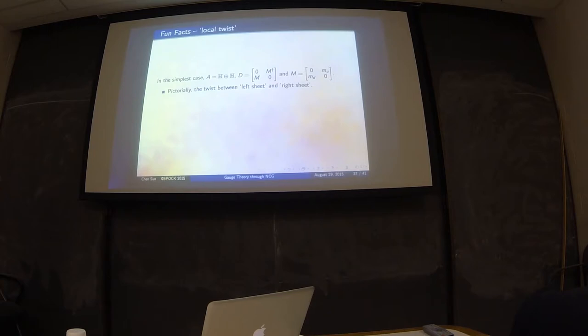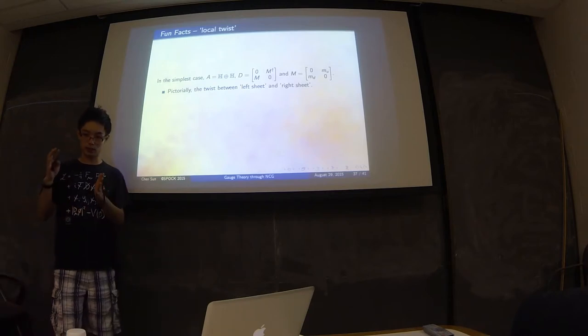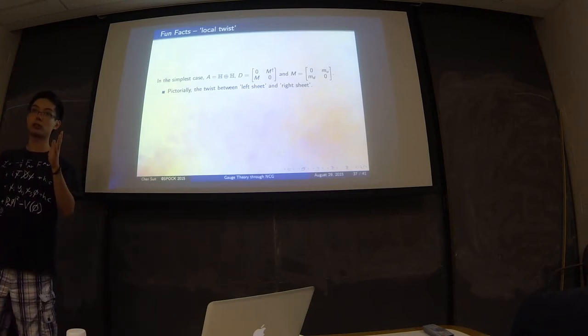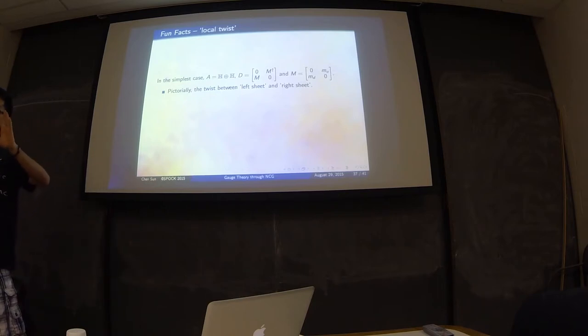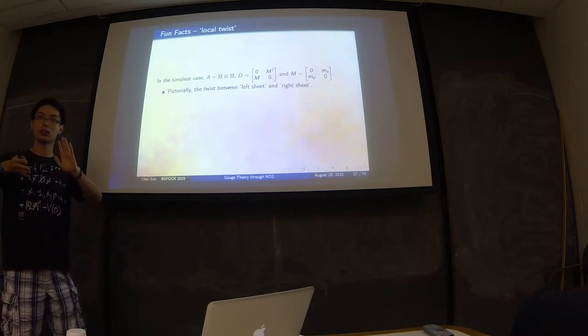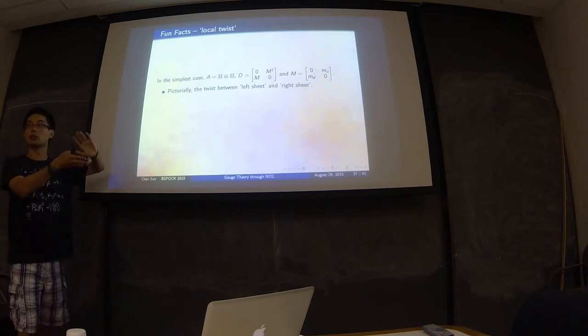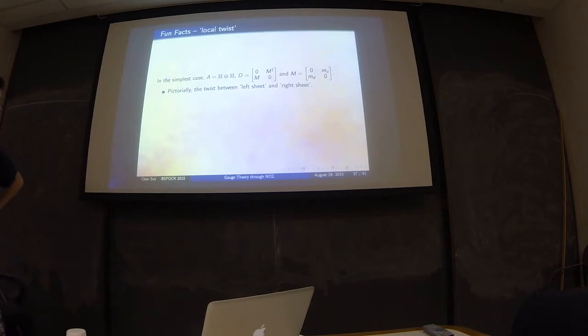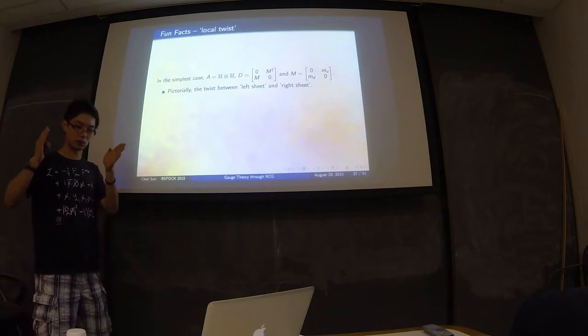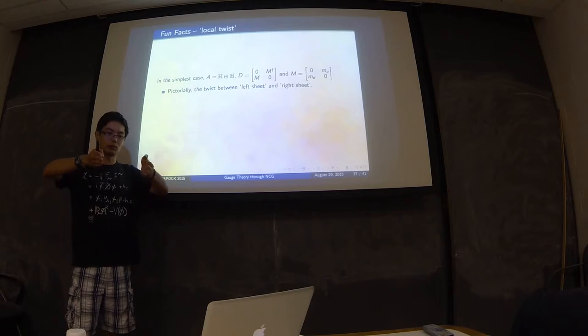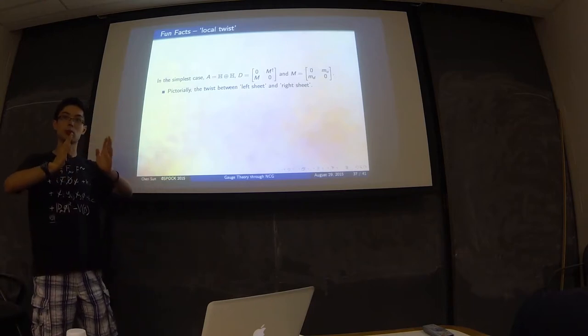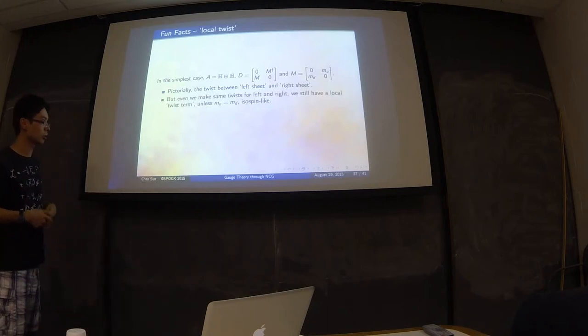And in the simple case, when A is equal to H plus H, for example, we have this D, like before. And pictorially, it's like we have these two sheets. When we do a transformation, there's sort of a twist between the left sheet and the right sheet. And this local derivative describes the twisting between the two sheets. But the funny thing is, even if we make the left sheet and right sheet rotate similarly with the same SU(2) rotation, there will still be a twisting term, this D.